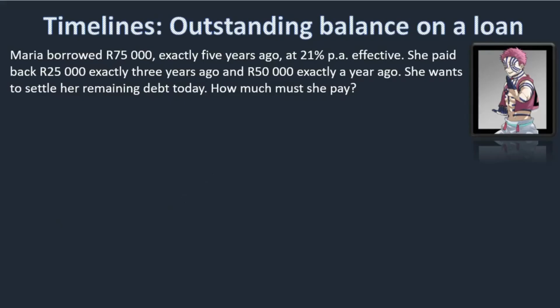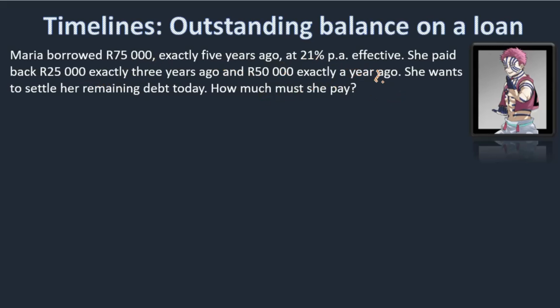Okay. So this is the last question. I feel like it's too juicy. And then here's how I'm going to go about it. It says Maria borrowed 75,000 exactly 5 years ago at 21% per annum effective.